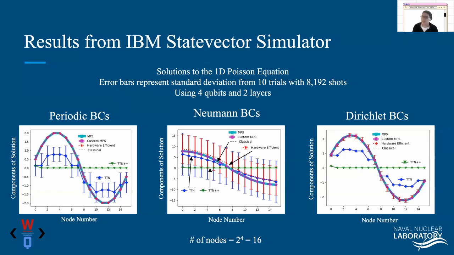What we saw is that the matrix product state actually gave us the best results. The tree tensor network did not perform as well. We ran these for three different boundary conditions. And we found that for periodic, we got about a similar solution quality as the hardware efficient ansatz. However, we got an improvement in the Neumann boundary conditions for the solution quality, as well as the variation in the solution, as well as a bit in the Dirichlet boundary conditions.